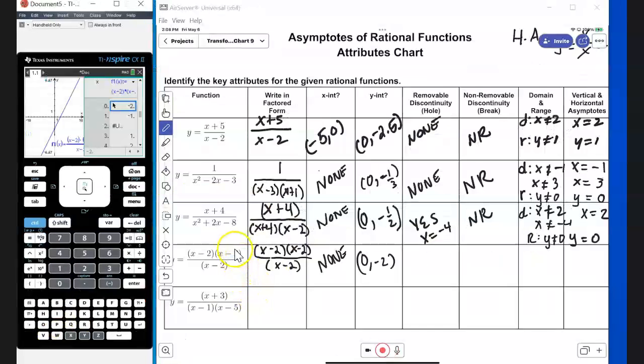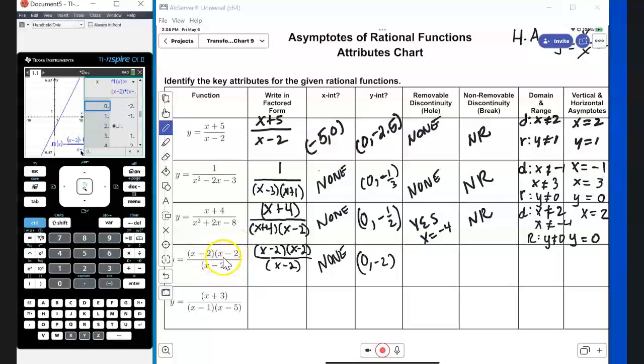Rewind. This is in factored form because these are factors. None for x-intercept because it's undefined at 2. That's where the intercept would be. See, that's undefined. Y-intercept, we go to 0, right? 0 what? Okay, that's okay. So, is it a hole? Is it a hole?